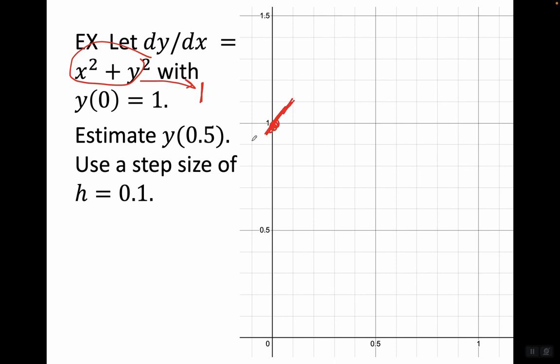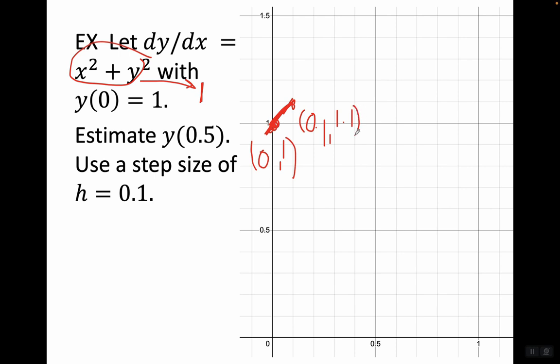So if we start off at the point (0, 1), if we just continue along this line with slope 1 until we get to x = 0.1, then this would be the point y = 1.1. So we'd have (0.1, 1.1). Sorry for the sloppy writing there.